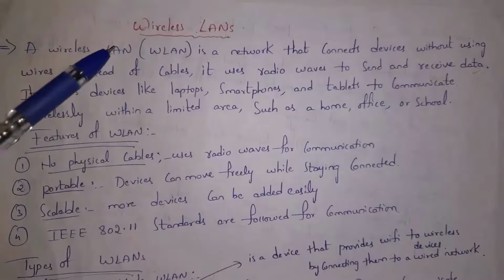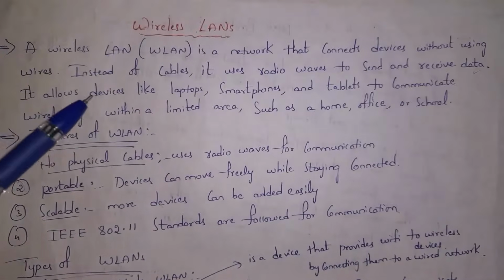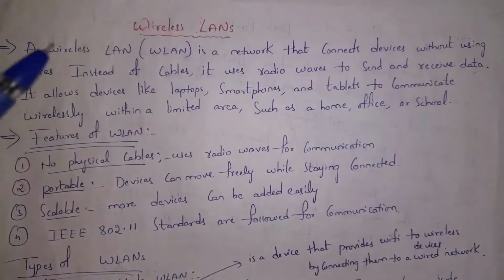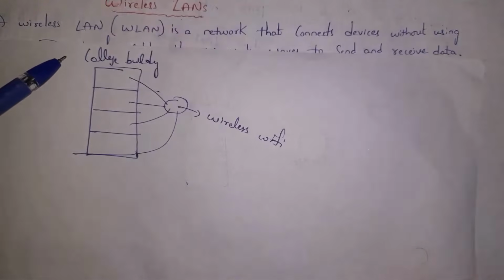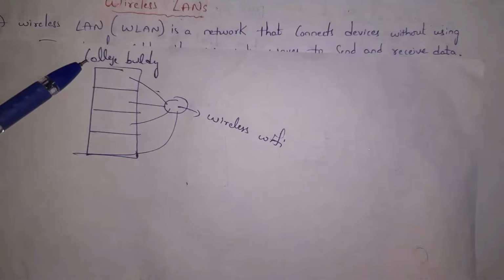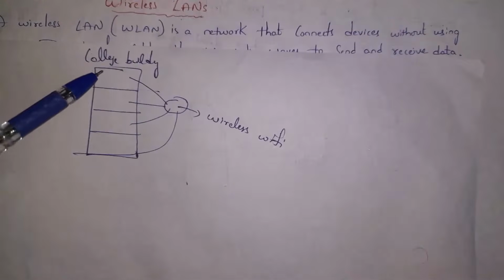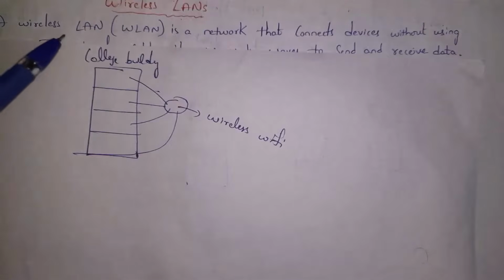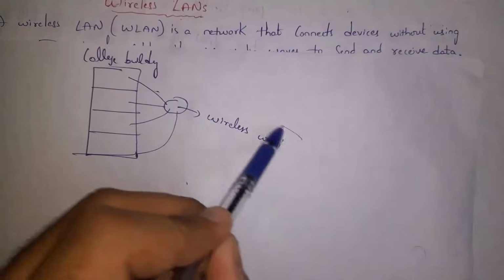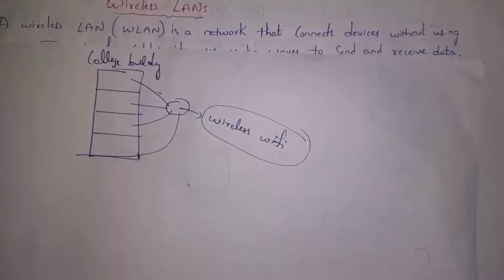Next I will explain what are wireless local area networks. Shortly we call them wireless LANs, or you can also call it WLAN. Guys, for example, there is a college building. This college building is considered as one local area network. In this college building, there are so many floors and each floor contains so many devices like laptops, tablets, smartphones, etc. All the devices in the college building are connected to the college Wi-Fi wirelessly and all devices will communicate with each other. As all devices in the college building are connected to the college Wi-Fi wirelessly, we call it a wireless local area network.